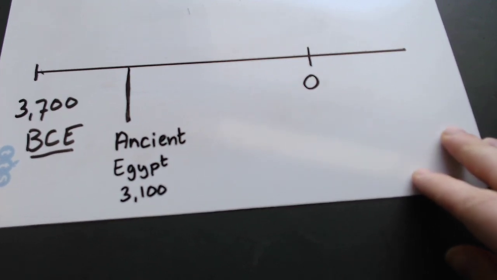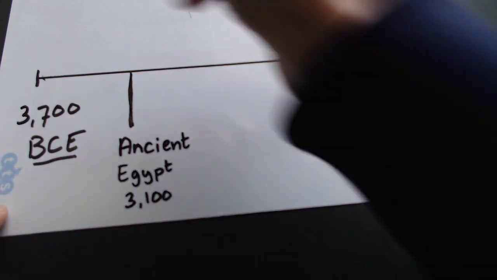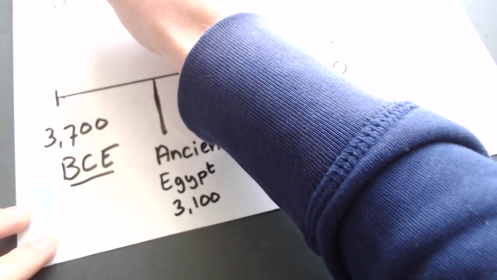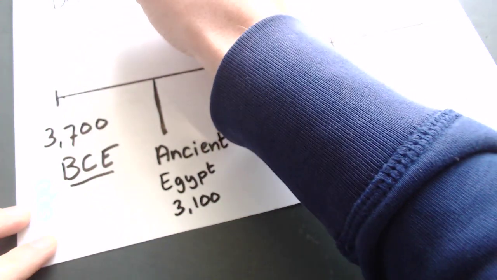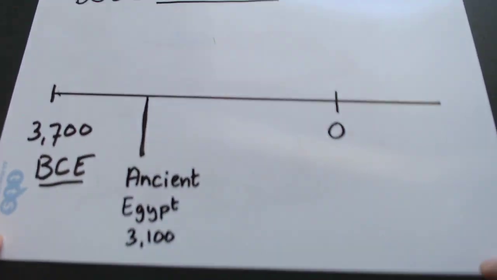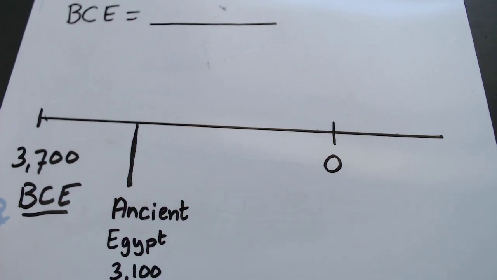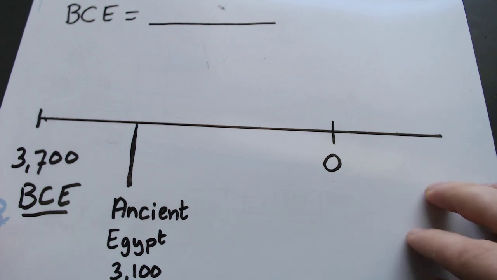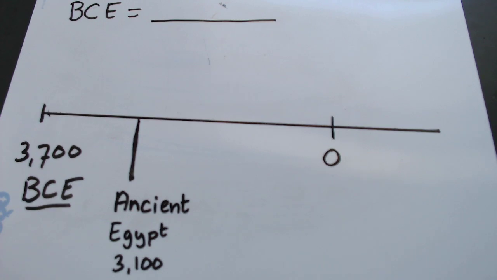When you are done with your timeline, I would like you to write down here at the top what BCE stands for. I'd like you to explain what BCE stands for. Okay, so then we have a timeline of the ancient civilizations that we have discussed thus far.